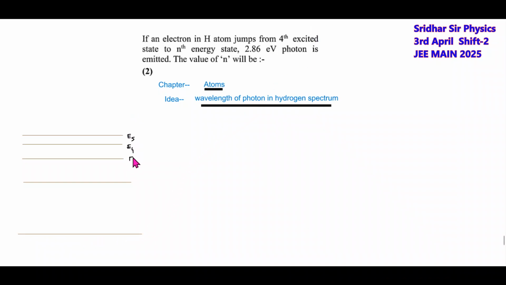E5, E4, E3, E2, E1. Fourth excited state to some state we don't know that we have to calculate. So it is making transition from here. This will be fourth excited state. N equal to 5 will be fourth excited state. This is called like a ground state.